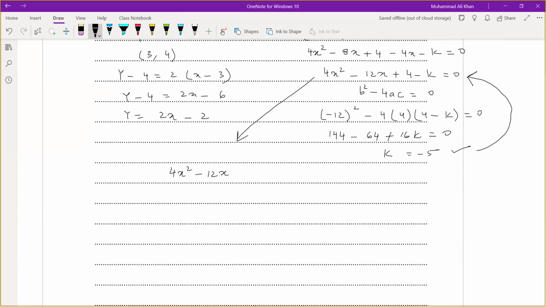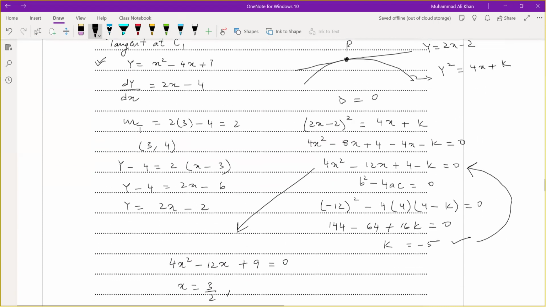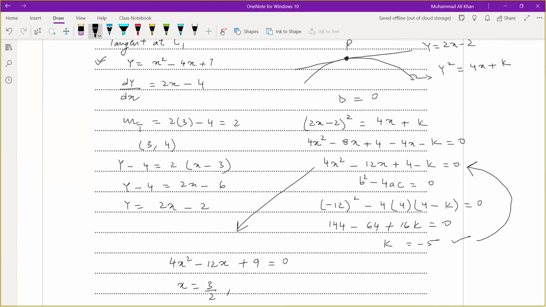The value of k is -5, so it will be 4 plus 5, which is plus 9, equals 0. According to your calculator, the value of x is 3/2. And if we put the value 3/2 in the equation of the line, y equals 2 times 3/2 minus 2, the 2 and 2 cancel out, 3 minus 2 is 1.